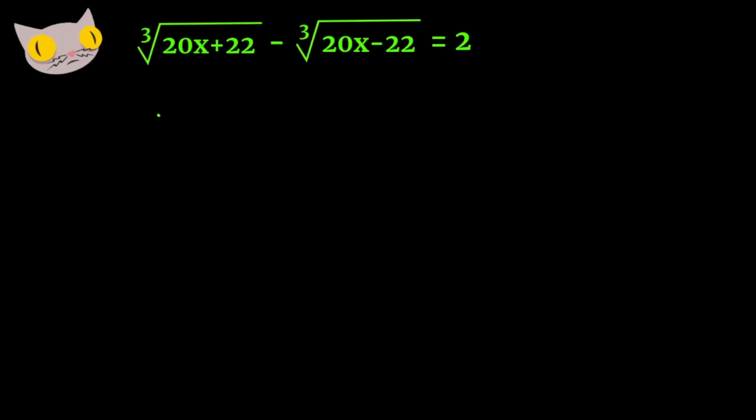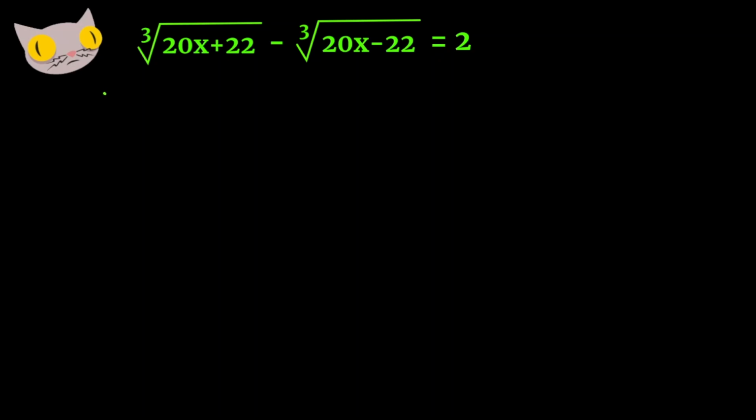Today, let's try to solve this problem. So we have the third root of 20x plus 22 minus the third root of 20x minus 22, all equal to 2, and we need to find x. So let's get started. Let's begin by subtracting the first term from both sides of the equation.